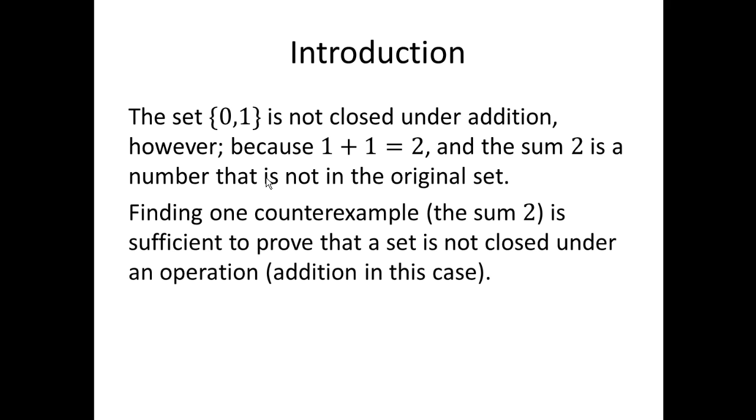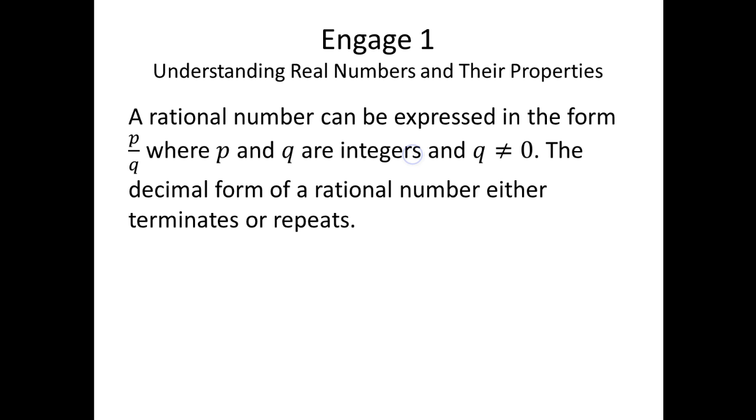Now, finding just one counterexample, like 2 in this case, is enough to prove that a set is not closed under an operation, which is addition in this particular case. Okay, so what are rational numbers? Well, rational numbers you can think of as fractions as you know them. Or more formally, a rational number is a number that can be expressed in the form p divided by q, where p and q are integers.